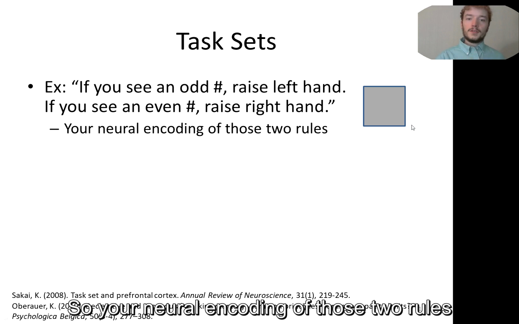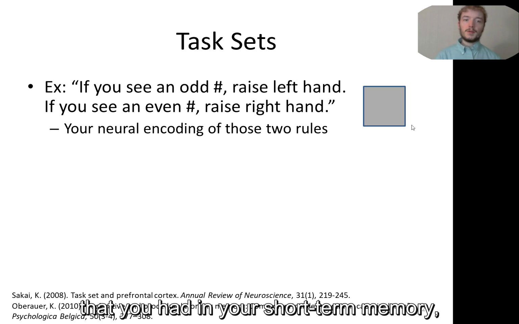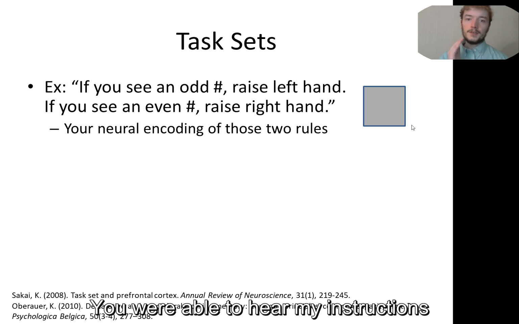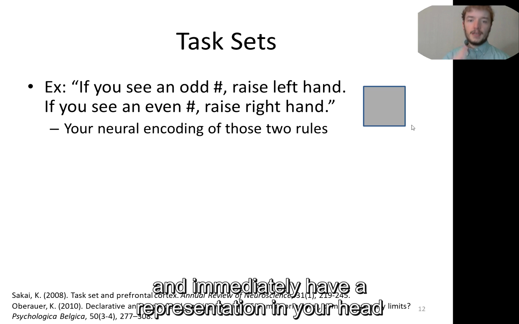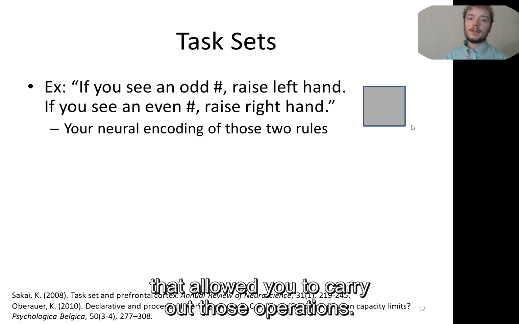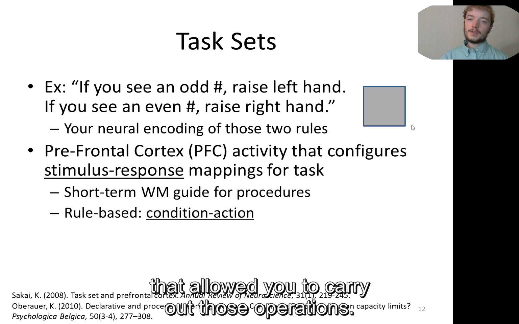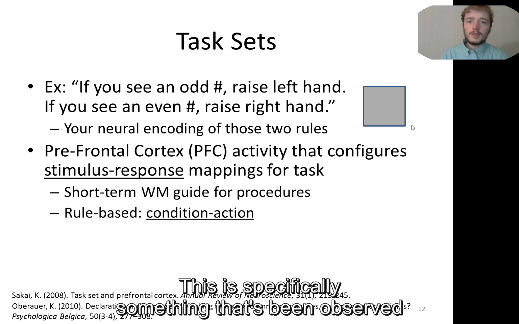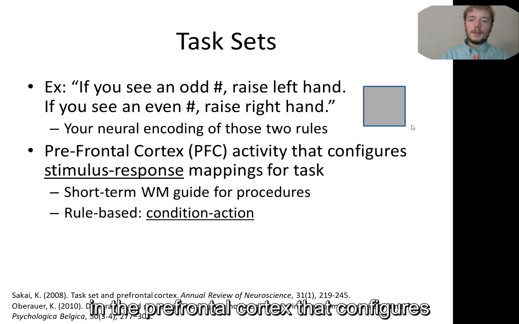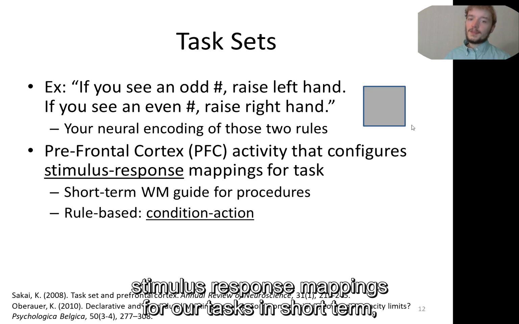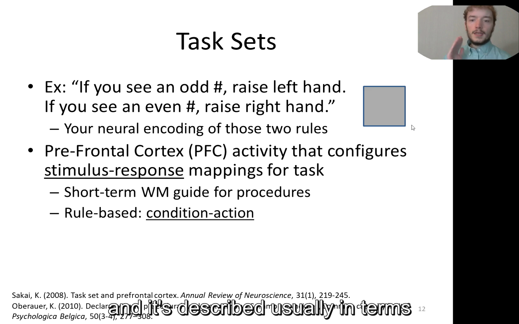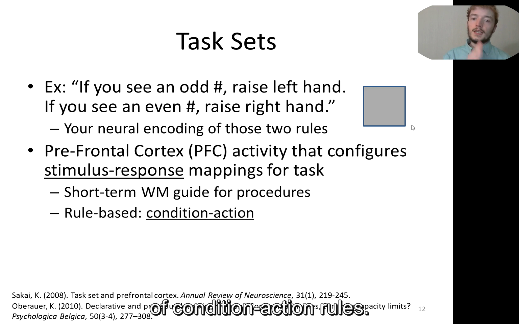So your neural encoding of those two rules that you had in your short-term memory, that's your task set. You were able to hear my instructions of those two rules and immediately have a representation in your head that allowed you to carry out those operations. This is specifically something that's been observed in the prefrontal cortex that configures stimulus response mappings for tasks. It's short-term, and it's described usually in terms of condition-action rules.